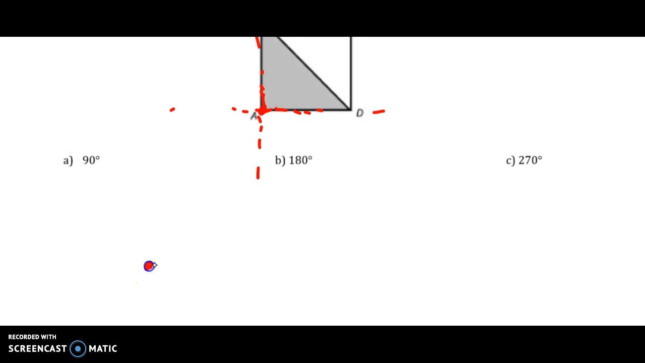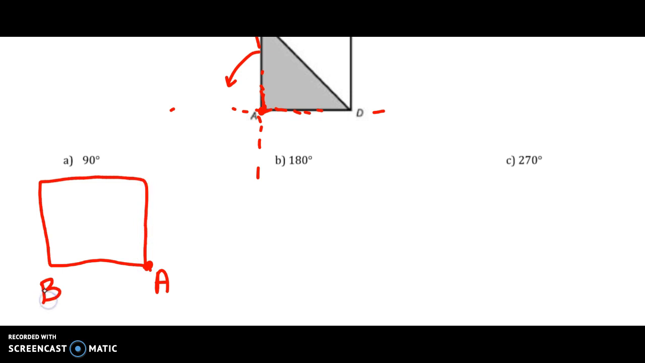We know that A is going to stay in the same place, and that this side is going to move 90 degrees. I'm just going to sketch my square and then put my label, because the shape isn't going to change. A rotation is a rigid motion. The shape and the size, the lengths, and the angles are all the same.